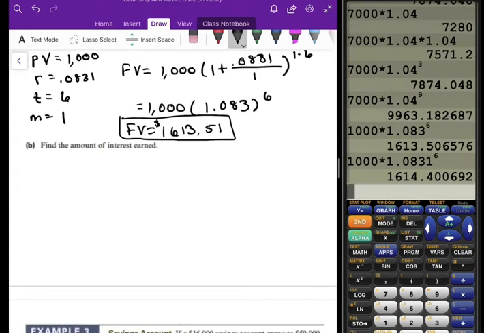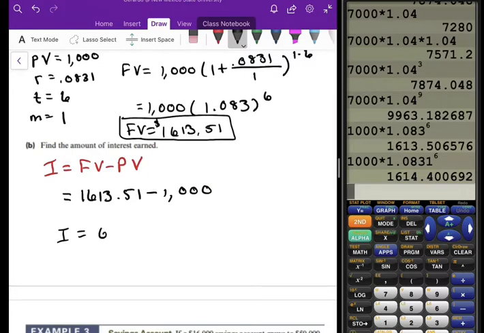Now, we need to find the interest. Remember that the interest is equal to future value minus present value. So my future value now is 1,613.51, minus my present value, which was originally 1,000. Then my interest on this is 613 with 51 cents.